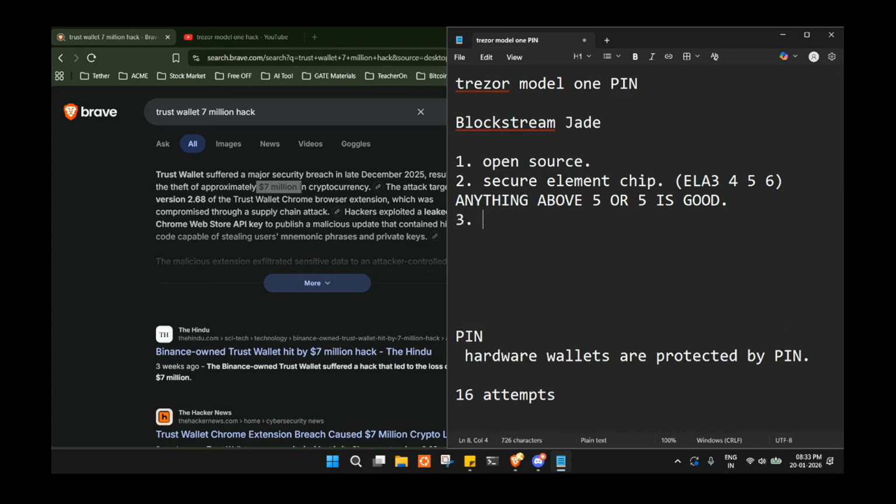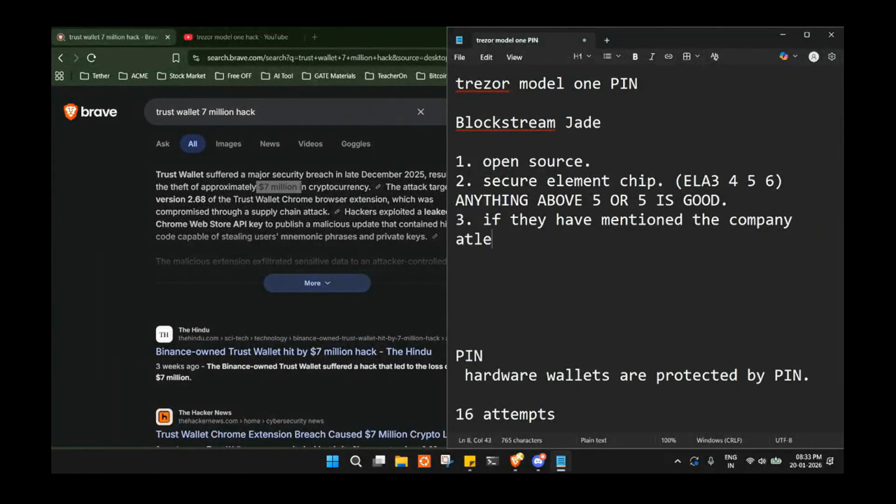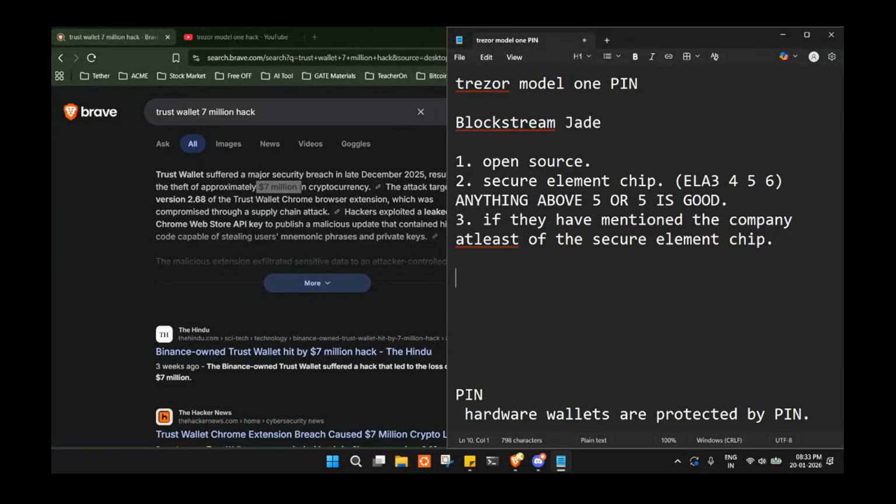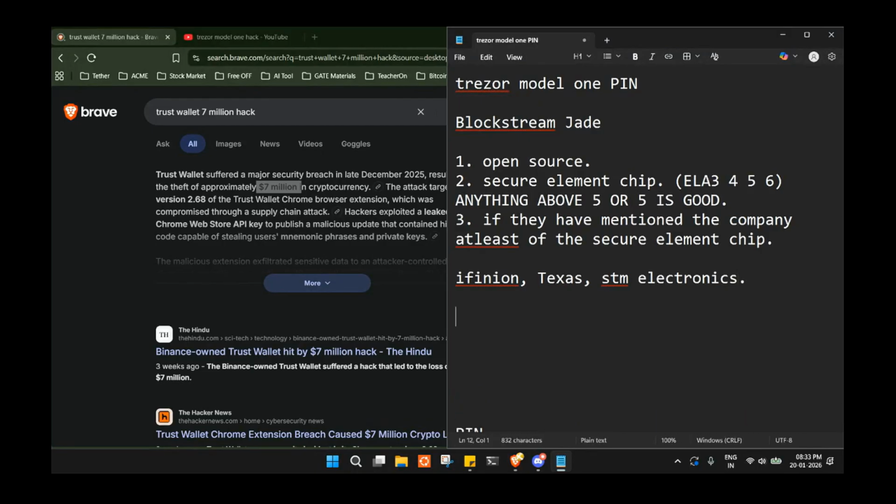Then third thing, they should have mentioned at least the company of the secure element chip. Let us suppose someone is mentioning the chip is from Infineon, or from Texas Instruments, or from STMicroelectronics. You can search about it, whether there are any vulnerabilities there or not. That is the fourth thing you are going to do.